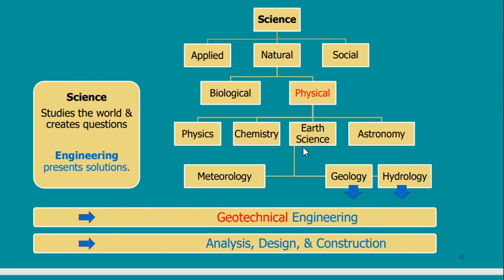Earth science is divided into many things. What is important for me, as I told you before the start of this lecture, is geology and hydrology. Geology is what we are studying this term. But we are not going to take the full geology, we are going to take only the engineering part of the geology. The other science is called hydrology. Hydrology is the science of water.